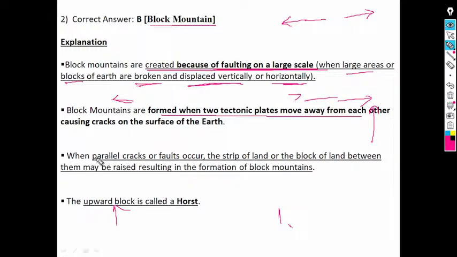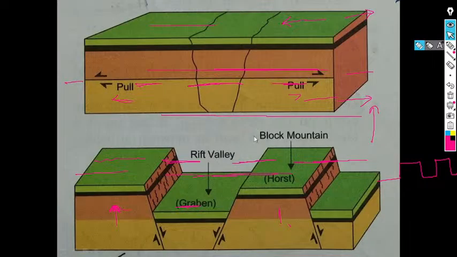When parallel cracks or faults occur, the strip of land or the block of land between them may be raised, resulting in the formation of block mountains. The upward block is called the horst. That is clear from this picture also.